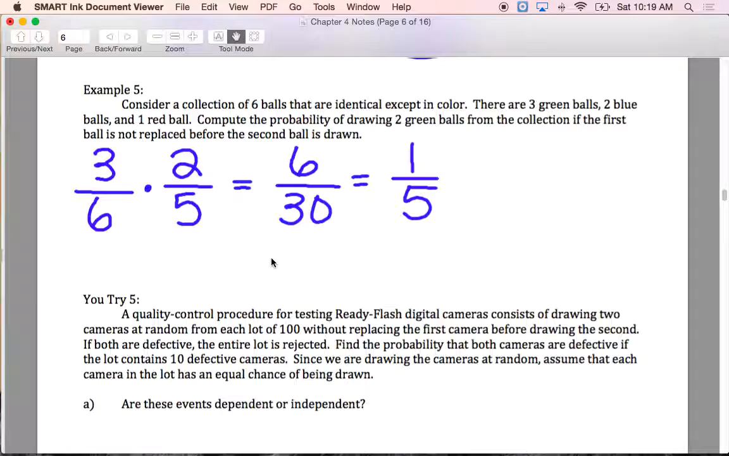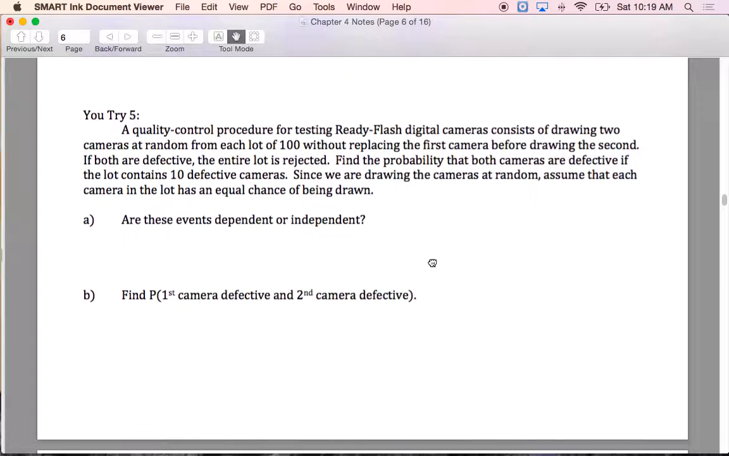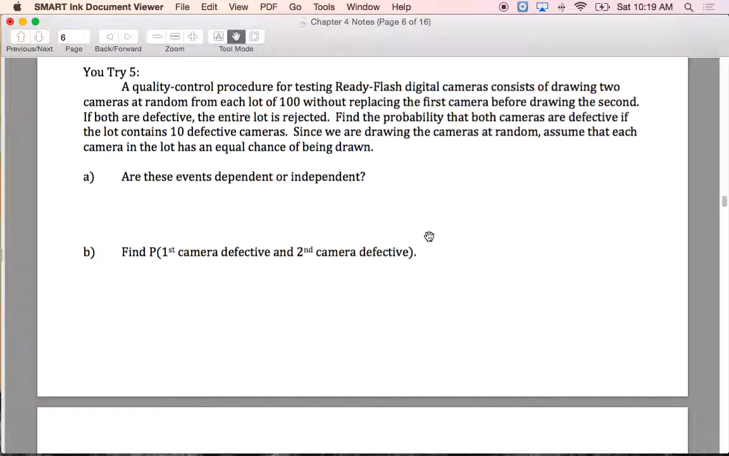So very similar if you go to number 5 here. So I'm going to have you pause again, try number 5 on your own, and then come back with me. Okay, so you should have some answers here for A and B.